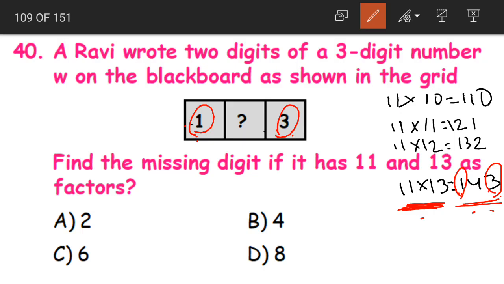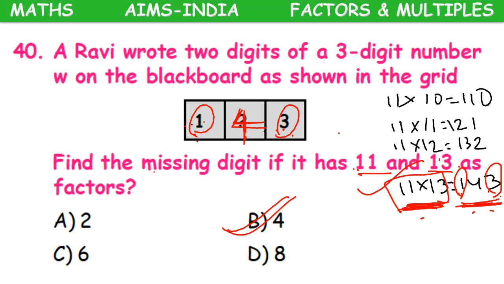Yes children, what does this mean? That 11 and 13 both are the factors of 143. Even in the question it is said that it has 11 and 13 as its factors. So 143 is the required number. In the place of question mark, what should we get? We should write 4. Yes, the number that is divisible by both 11 and 13 is 143 and 4 is the missing digit. I hope you have understood children.